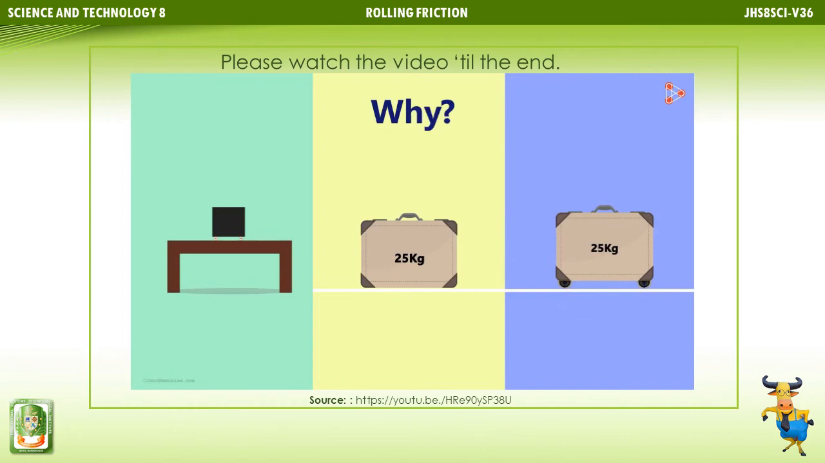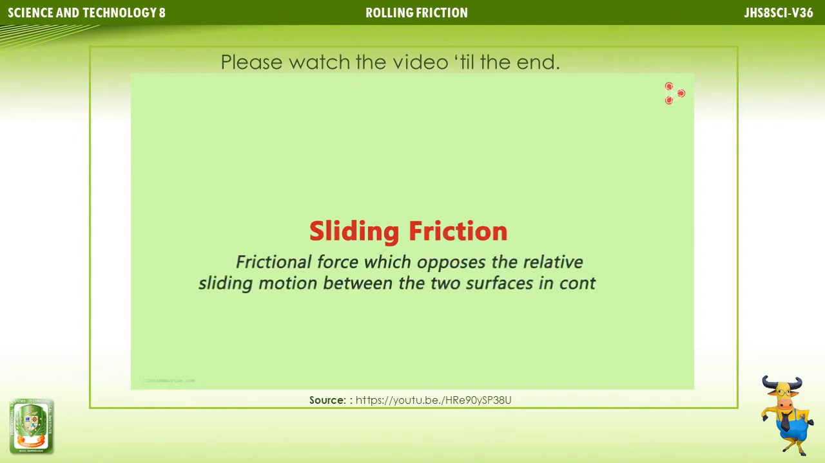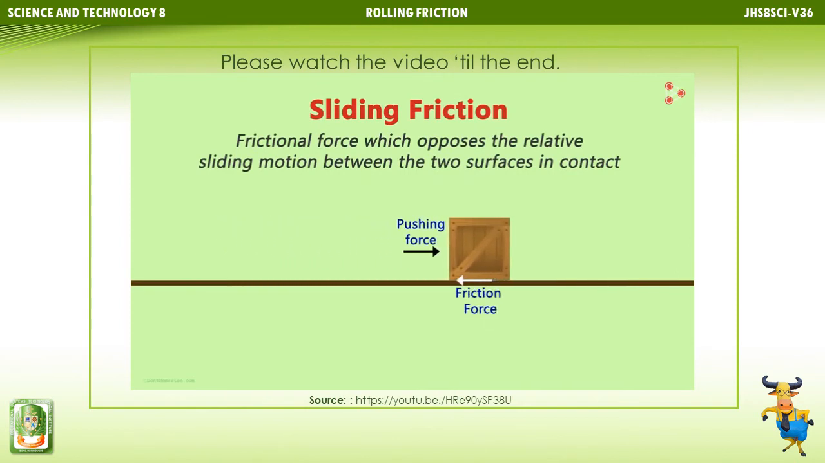Before we discuss the above situations, we need to understand what sliding friction is. The concept is simple. It is the frictional force which opposes the relative sliding motion between the two surfaces in contact. What does this mean in simple words? It simply means that if an object is in motion on a surface, the frictional force that is offered by the surface is called the sliding friction.